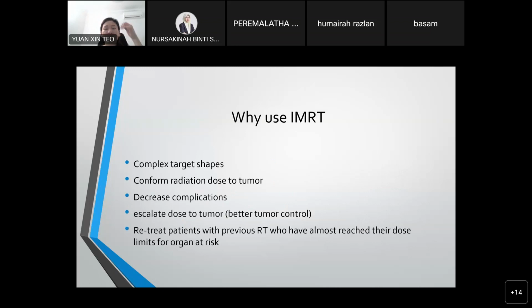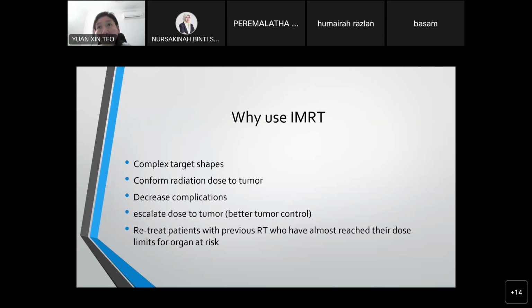Okay, why do we want to use IMRT? Because there are a lot of complex target shapes, because normally the tumor won't be only a round shape. There are some very weird shapes, maybe later I can show you some examples. It's not only a round shape, and there's not only one tumor. Maybe like CA lung, they may have 4 or 5 lung tumors. Then IMRT conforms the radiation dose much more to the tumor, and then we will decrease the complications.